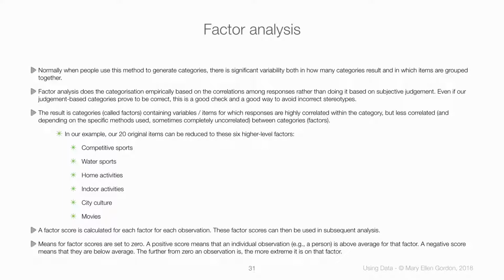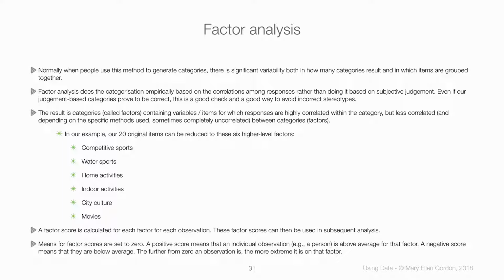The result that we get in factor analysis are categories, which we call factors, containing variables or items for which the responses are highly correlated within the category, but are less correlated with the other categories. For instance, in our example, we started with 20 items and we might reduce those to 6 higher level factors, and those might be competitive sports, water sports, home activities, indoor activities, city culture, and movies.